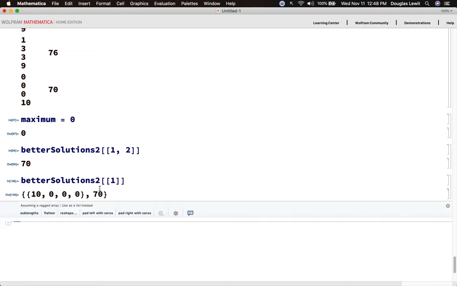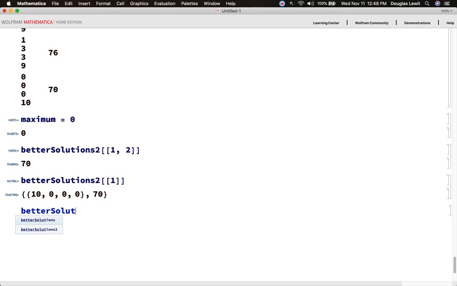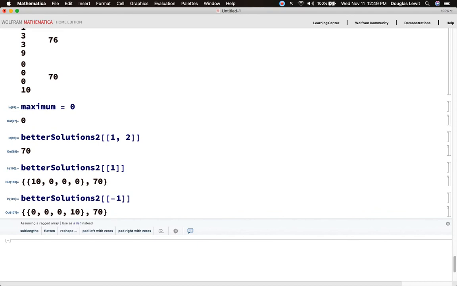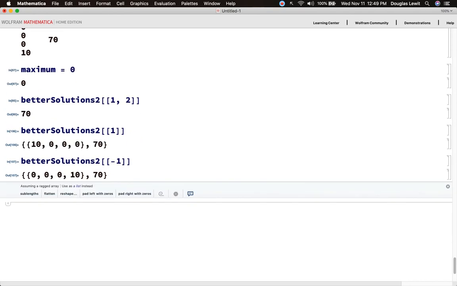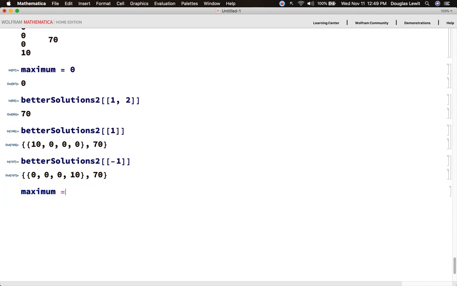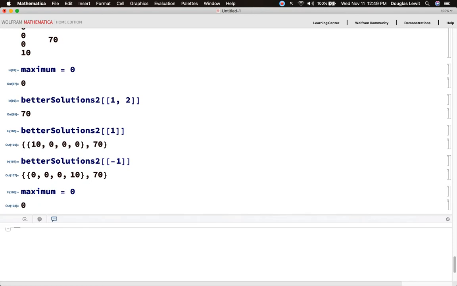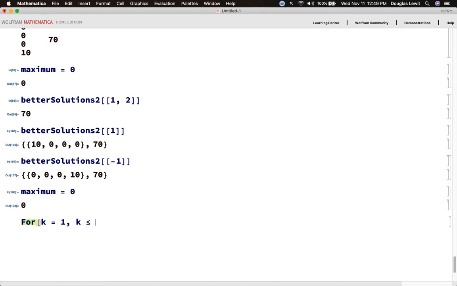betterSolutions 2. Okay. And then let's look at the last answer. betterSolutions 2 -1. Oops, sorry. Okay. I'm going to start out with 0. I know the answer isn't 0, but I'm going to start out with 0. For k is equal to 1, k is less than or equal to the length of betterSolutions 2.